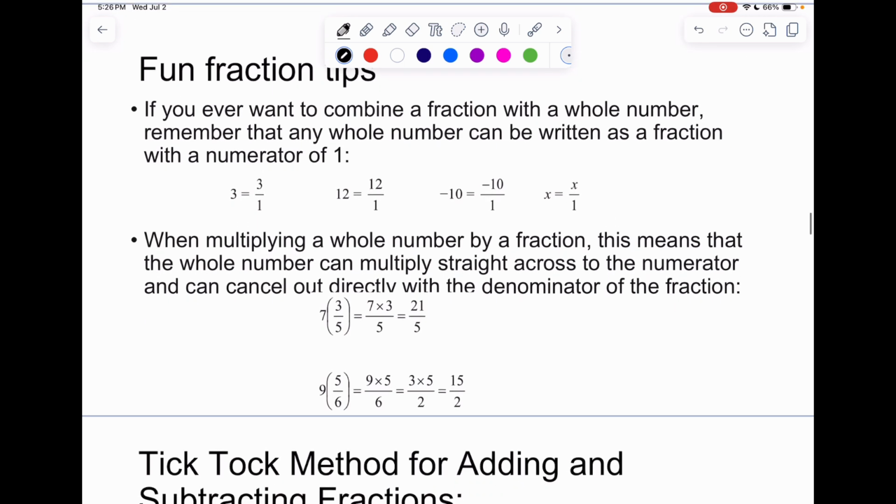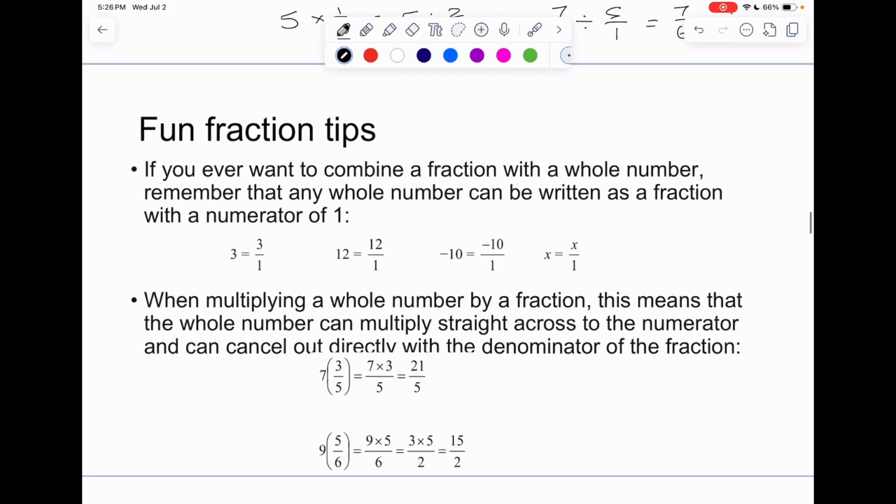I'm going to skip this fun trick for fractions. I think, oh, no, I'm not. This is going to be great.